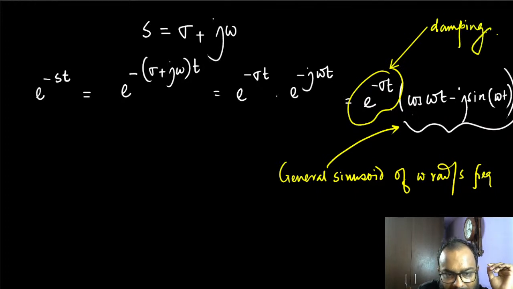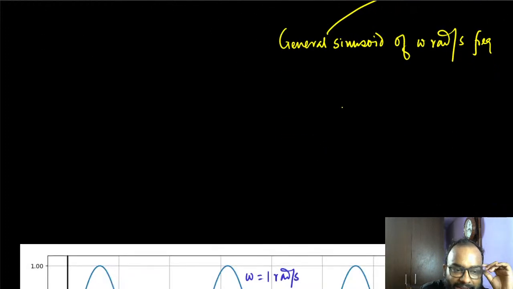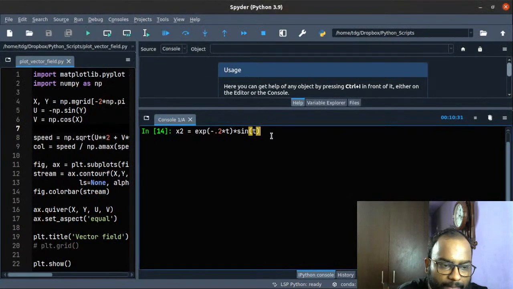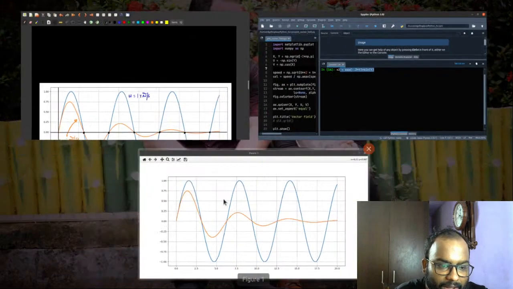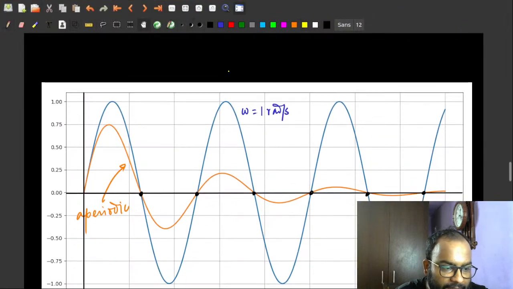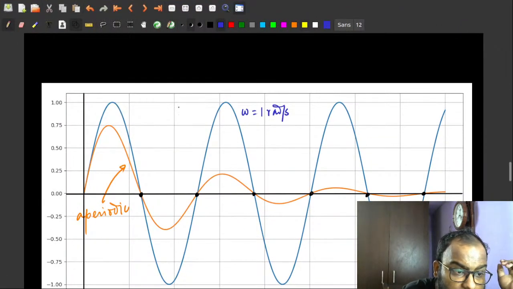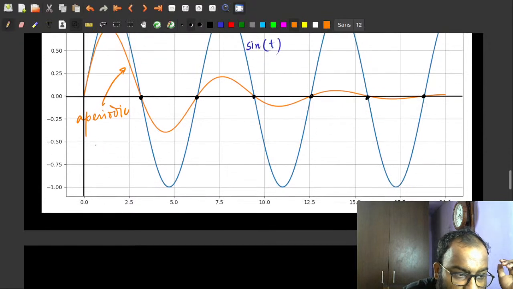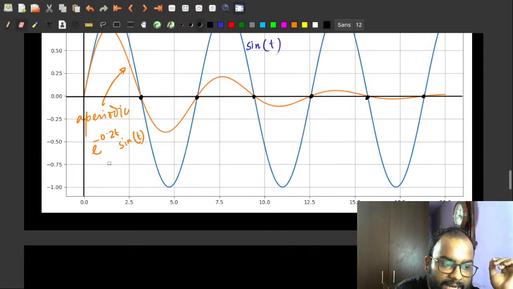With that being said, if you notice what I wrote in Python here, this was the signal. The signal that you have here, this blue one, was just sine t, and this orange one was e to the power minus 0.2 t sine t. So because of this factor, we cannot say that this is a periodic signal.